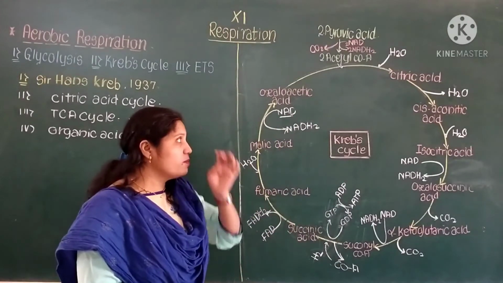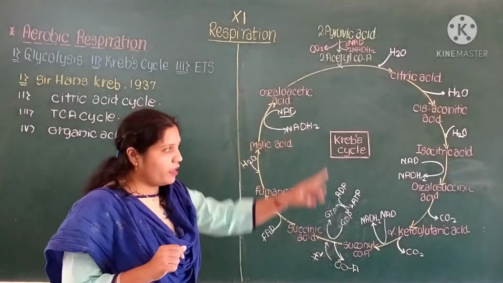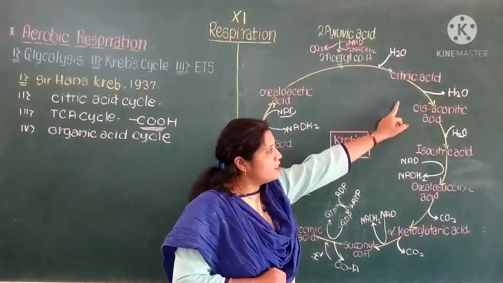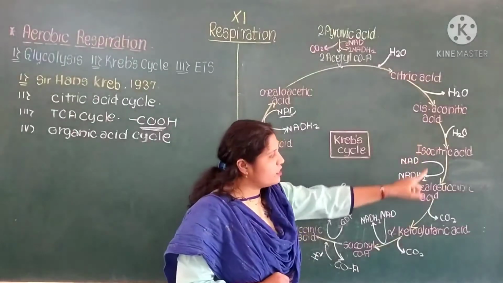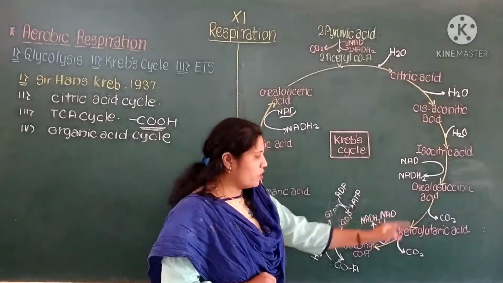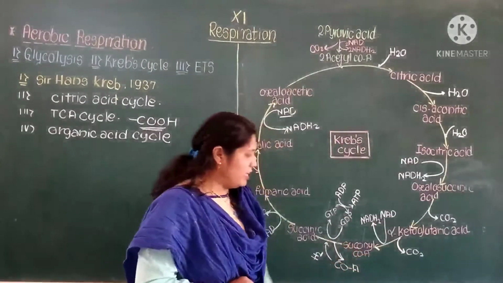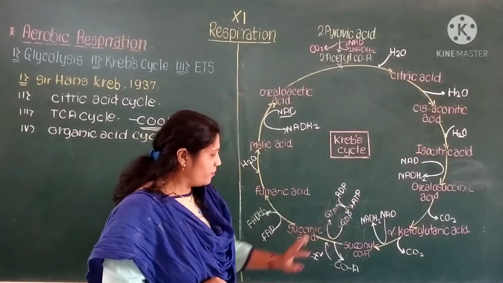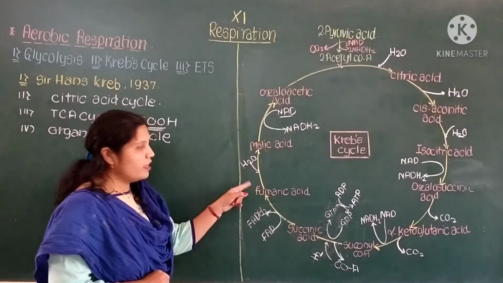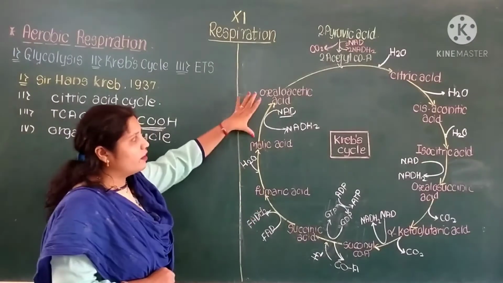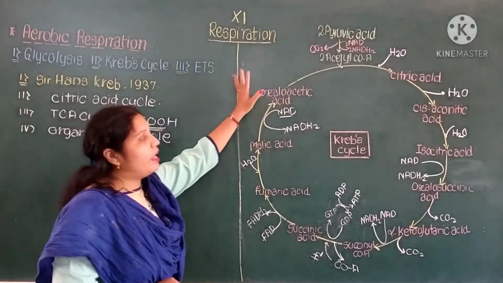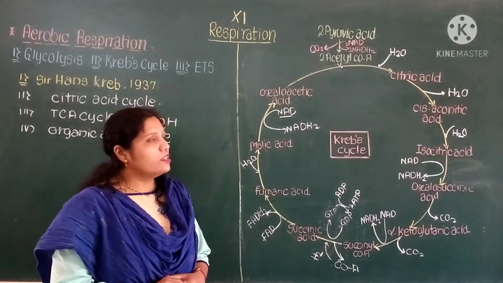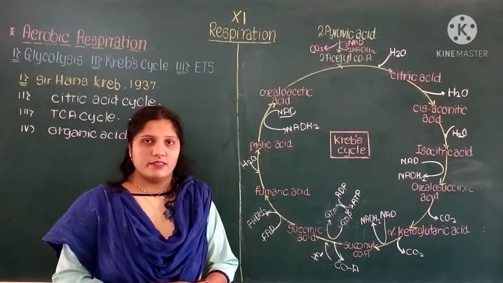Once again I will explain the reactions in this Krebs cycle. Here condensation, dehydration, then hydration, then oxidation, decarboxylation, oxidation, decarboxylation. Then there is ATP formation, then oxidation, hydration, oxidation. This is how the reactions are completed in the cycle. This is known as the Krebs cycle.